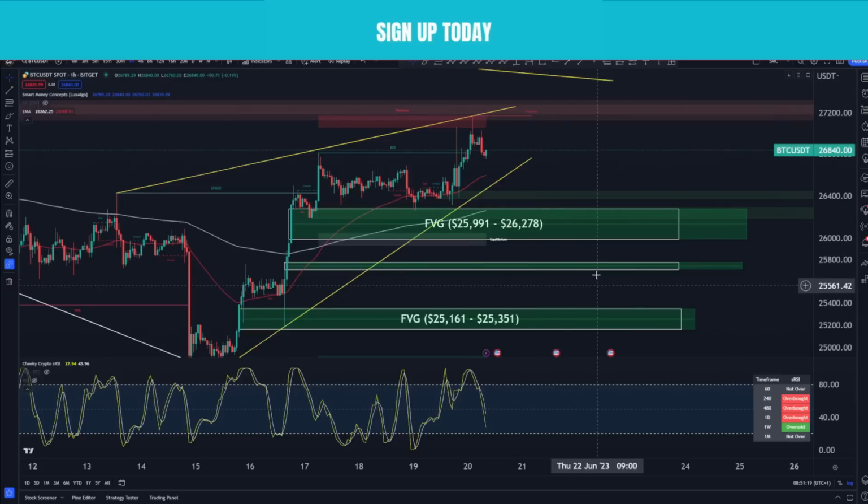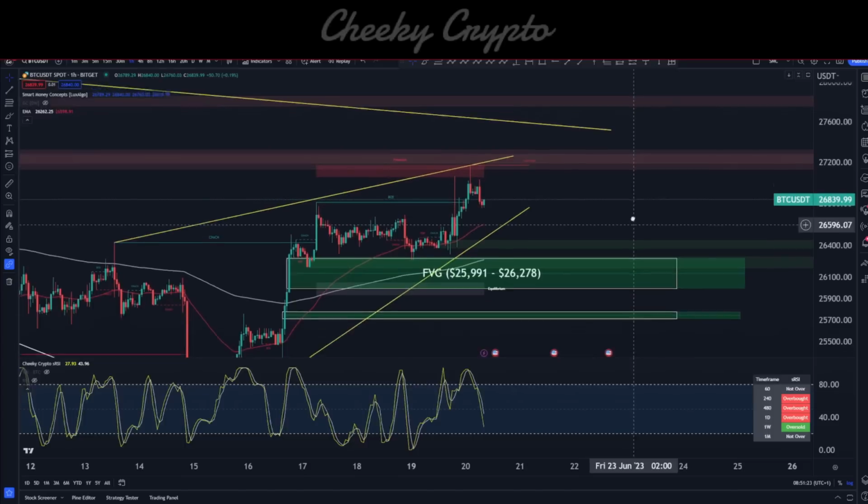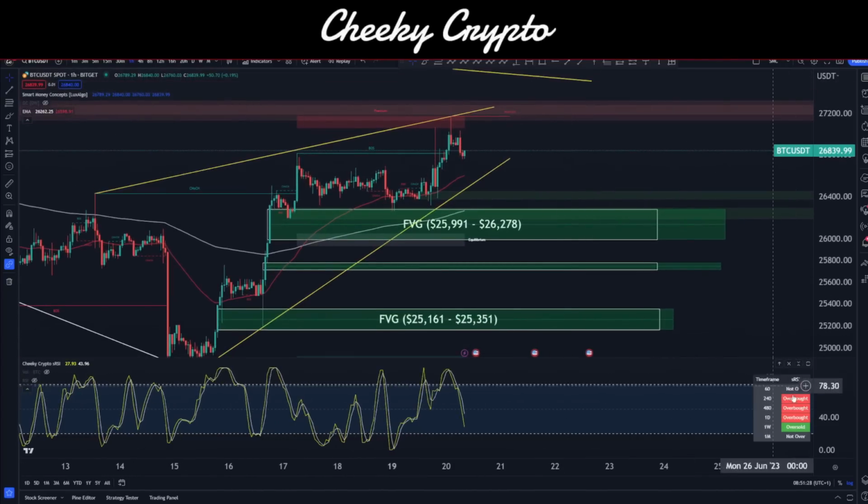So let's jump back into the charts. We have the fair value gaps; we can see them in the price chart. We have our ascending triangular wedge here. We can obviously still push up a little bit higher, maybe towards that 28k if it needed to, but we are heavily overbought.